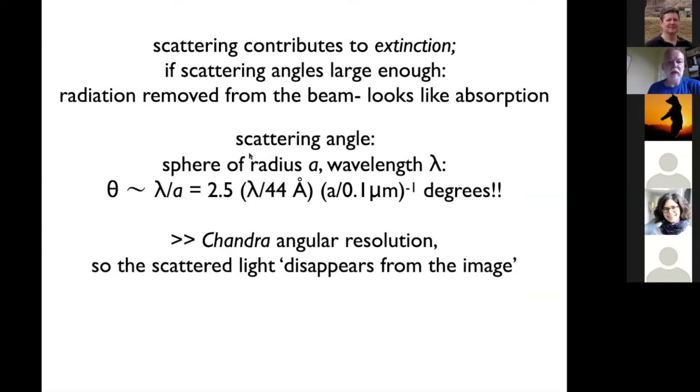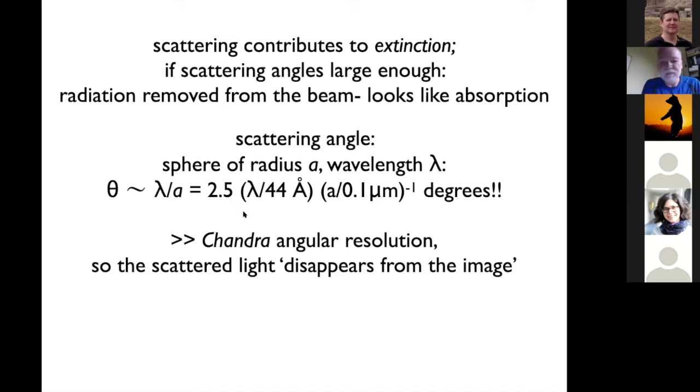And so we were thinking of the following possibility. Scattering of radiation in the ISM, of course, contributes to extinction. And if the scattering angles for radiation are large enough, radiation will basically be removed from the direct beam so far away that you don't really take into account that it exists. It's spread all over your images, or maybe even outside the borders of your image. And for all practical purposes, the scattered radiation looks like just absorption. The transmission of the ISM will exhibit a dip that is the result of radiation having been scattered out of the line of sight.